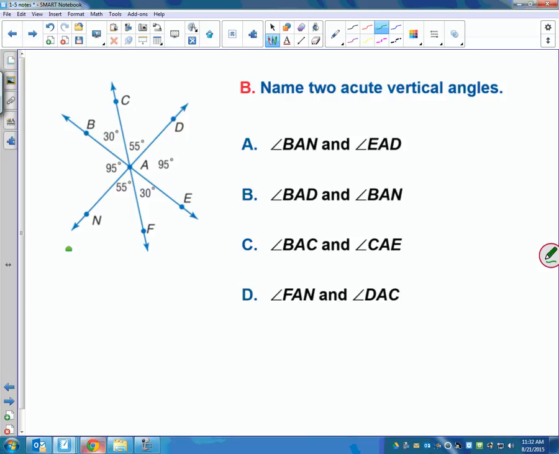Name two acute vertical angles. Make sure they're acute and vertical, because I almost just said the wrong one. Alright, I got my answer. I think I have.